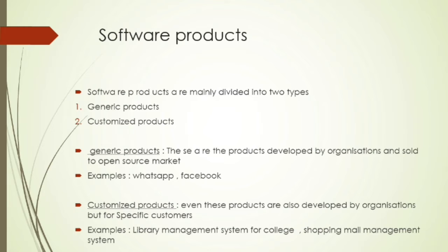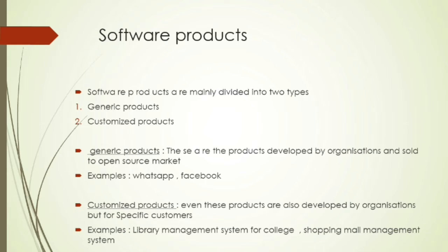These are the products which are developed by an organization and sold to the open market. That means everyone can download this software to use for their own needs, like WhatsApp and Facebook, which can be used by anyone. Customized products are also developed by an organization, but these products are only suitable for specified customers. It is not useful for everyone. It's just used by some specific customers.